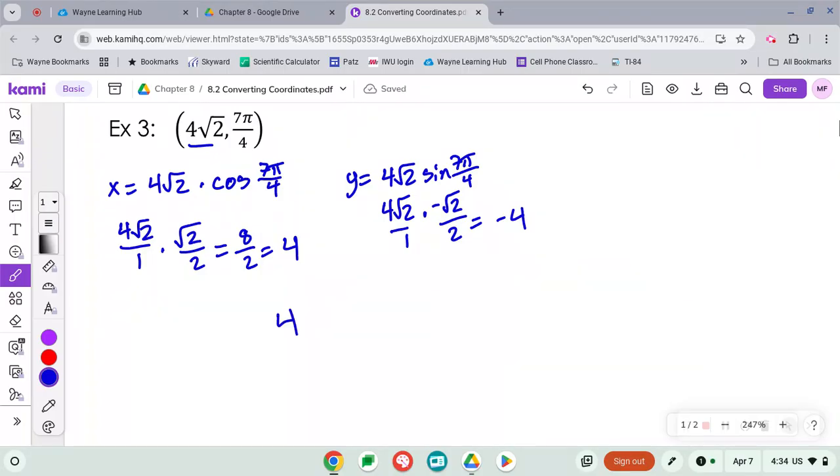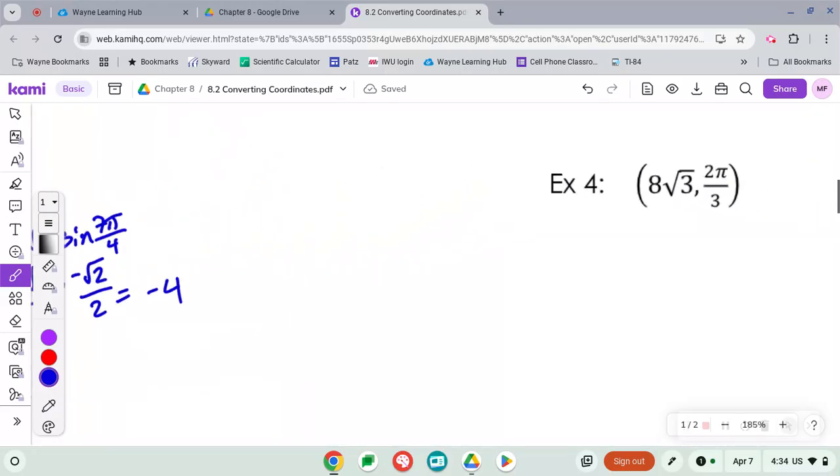So my answer then for negative 4, we're going to write it as an ordered pair. Make sure you put it as an ordered pair when you answer in Delta. And we have one final question here.